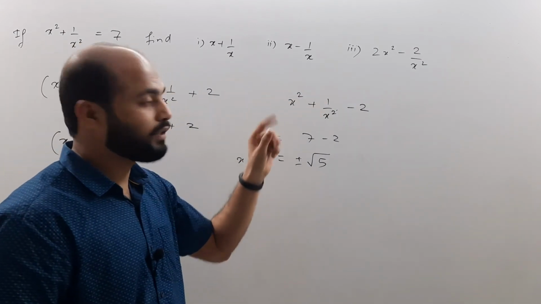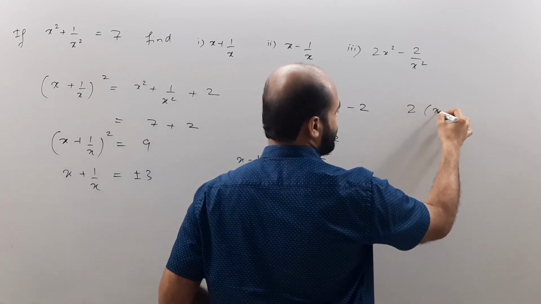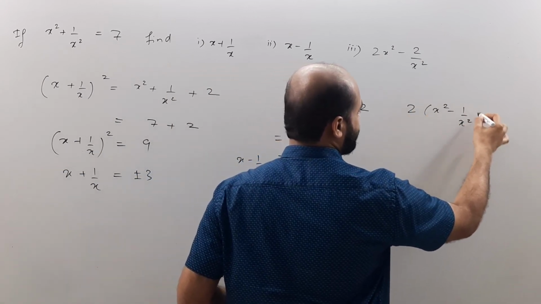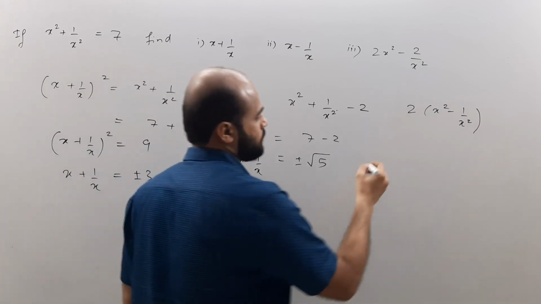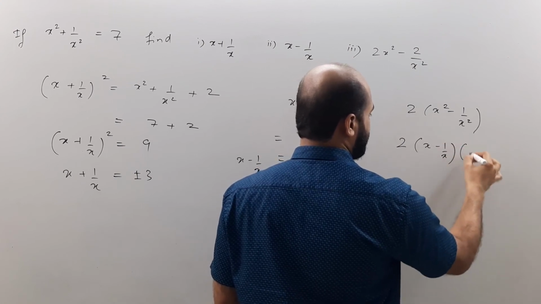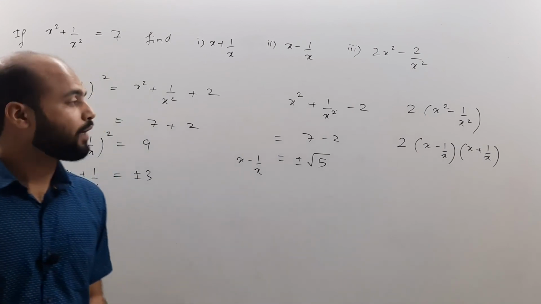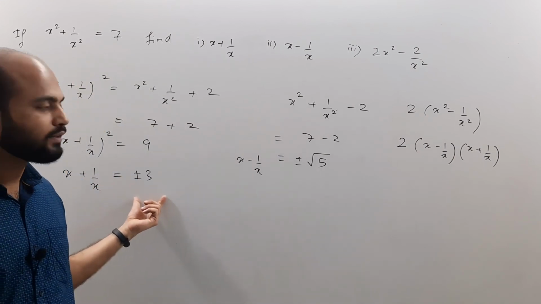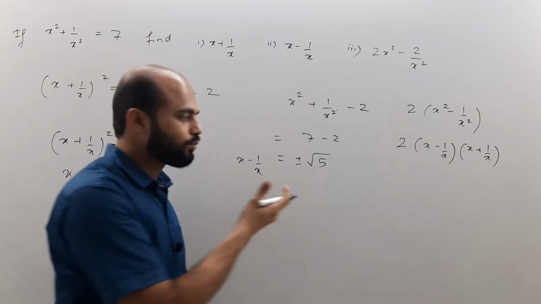You can clearly see that 2 is common. So if 2 is common, it comes as x square minus 1 by x square, which could then be written as 2 times x minus 1 by x into x plus 1 by x. So x minus 1 by x we already have, that is plus minus 3, and x plus 1 by x is plus minus root 5. Let's put it over there.